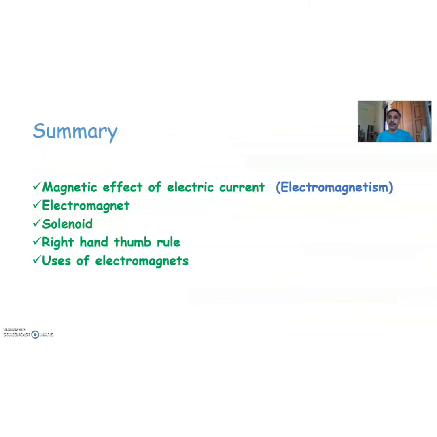So now we go to the summary. In this video, we have discussed what you mean by electromagnetism, that is the magnetic effect of an electric current. What do you mean by an electromagnet? What is the difference between an electromagnet and a solenoid? How to use the right hand thumb rule to determine the direction of the current, and the uses of the electromagnets.